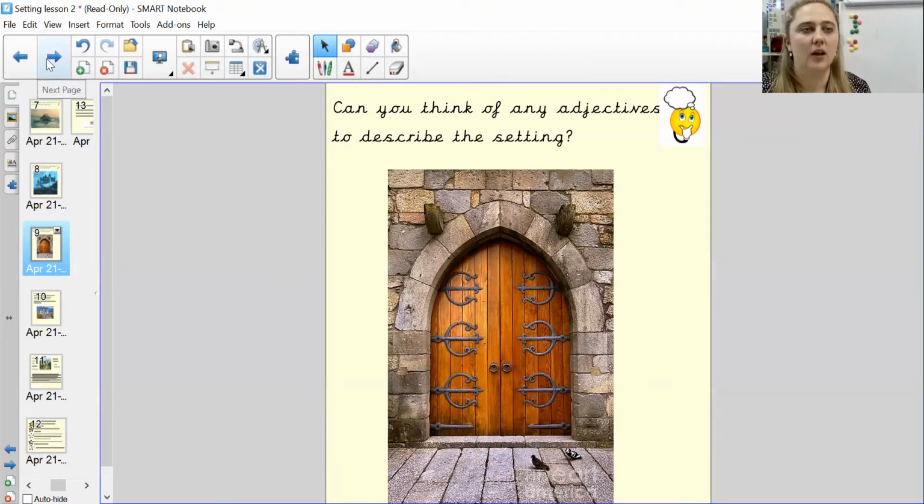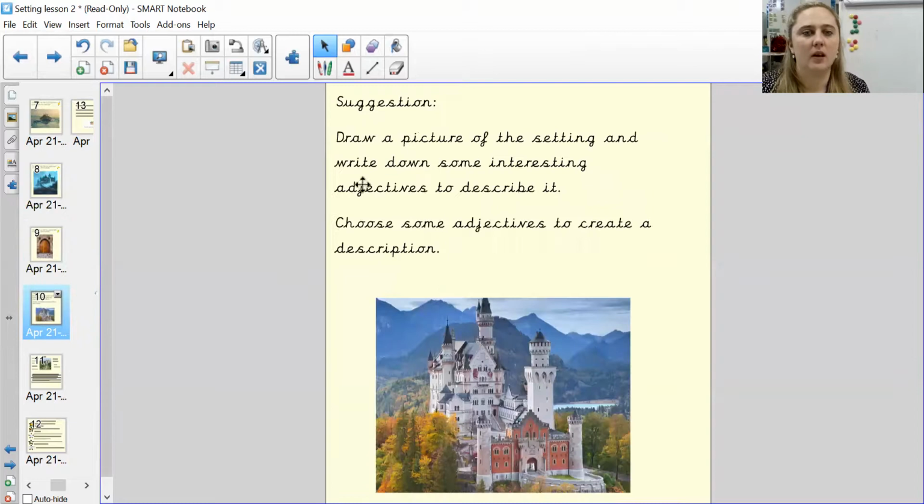Okay. So here is your task. I would like you to draw a picture of the setting. So that means draw a picture of the giant's castle in the clouds. Okay? You need to be thinking about all the little details. Does the castle have a wooden door? Does it have arrow slits? Does it have tall, beautiful turrets? What do the clouds look like?